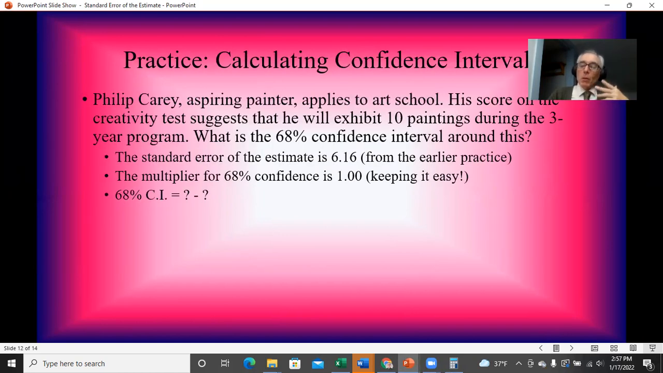Whether that makes him a good candidate for the art school is up to the standards that we've established, right? If we have said that we don't want anyone whose 68% confidence interval drops below 0, we don't want anyone who's not succeeding in submitting anything to a juried art show, he's in good shape, right? But again, those decisions are made not mathematically, but for other reasons.